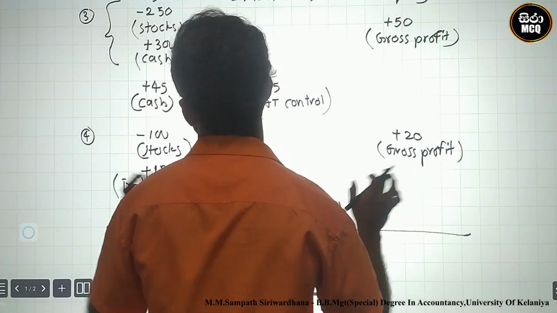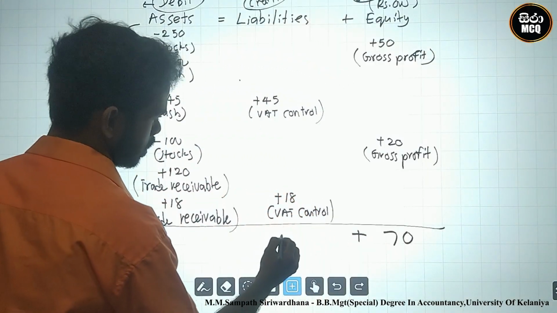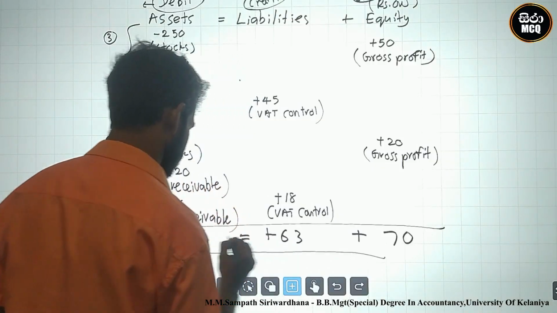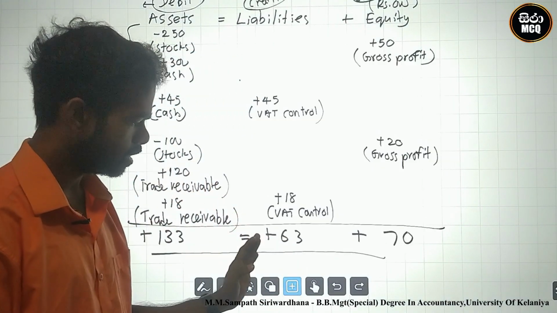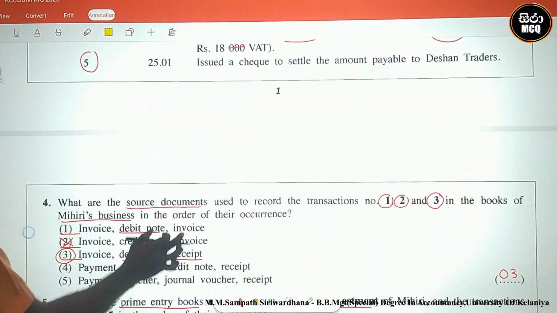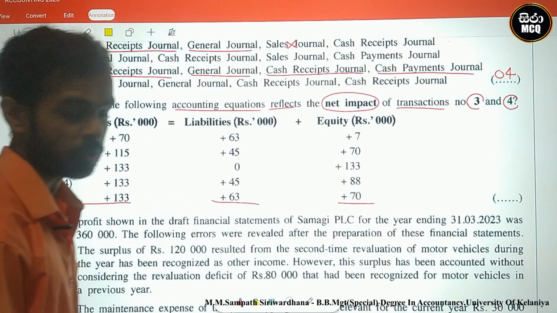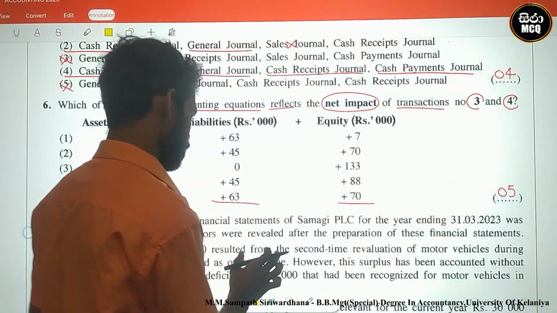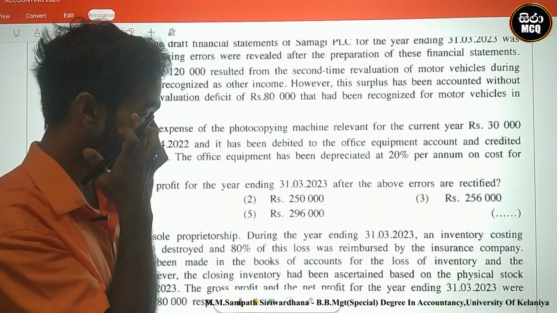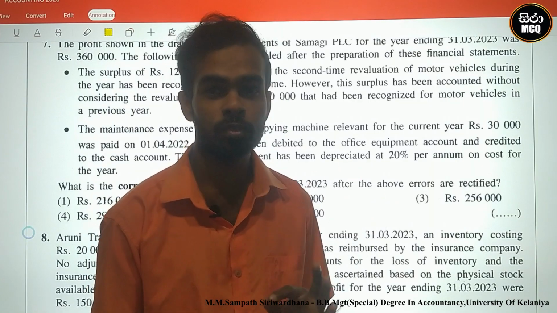This is the impact. Look here. Equity 70 plus, liabilities 63 plus, equal to 133 plus. This is the impact to the equation. 133, 63 plus 70. What is the answer of question number 6? Question number 6. 133, 63, 70. The answer is 5 for question number 6. In the next video we must concentrate on this. This is a sole trade business. We must identify this is the error correction. Okay, in the next video we must identify the answer of question number 7.